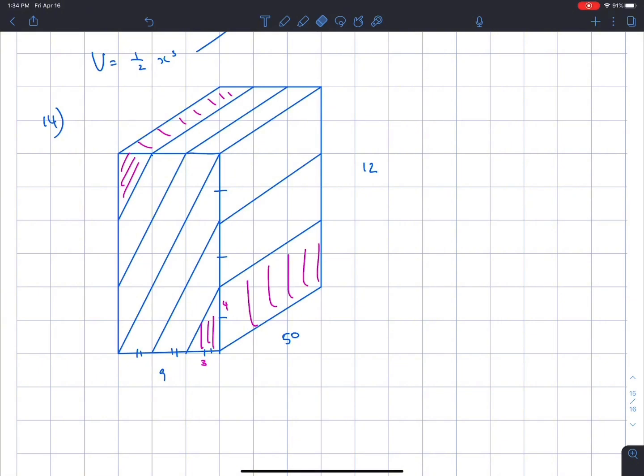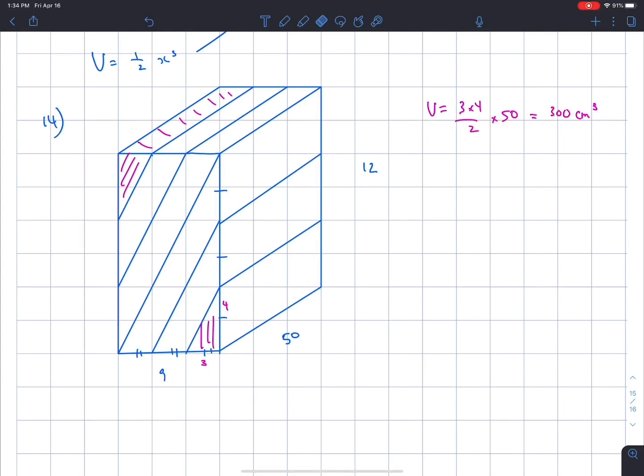Okay, so for the pink piece, the smallest piece, the base is going to be 3 times 4 divided by 2, just base times height divided by 2, and then we can times the height. The height is 50. So that will give us the volume of the smallest piece. That's 300 centimeter cube.